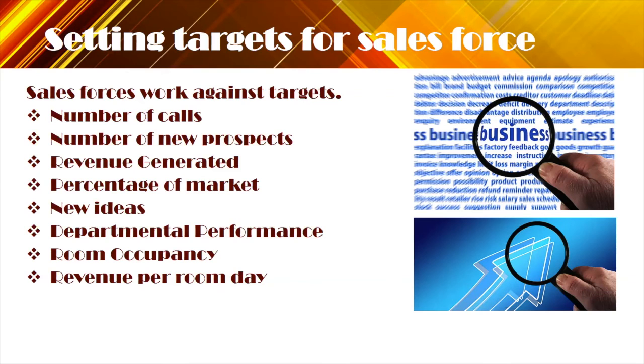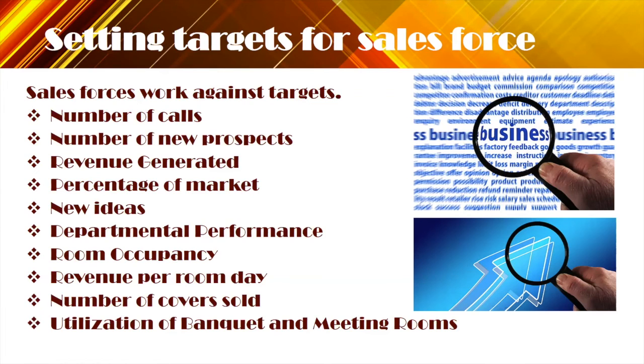Then what is the room occupancy, continuously or maybe over a short duration, for a quarter, for a month, for 6 months? Then what is the revenue per day? It should ideally be as high as possible. Then the number of covers sold. This relates to the F&B department, the food and beverage department.